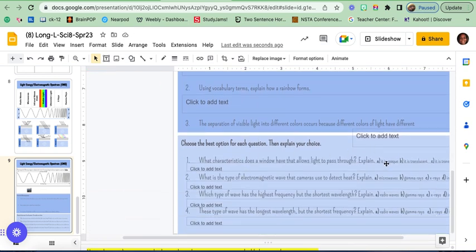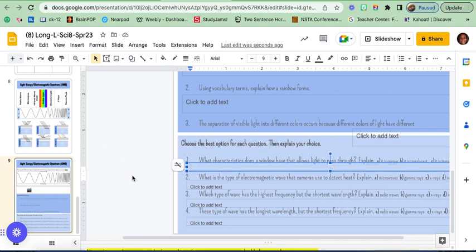And there are choices for you with these questions. You're going to pick A, B, or C, and then explain your choice underneath it. I know it's not a big area, but remember all this is typing area as well.